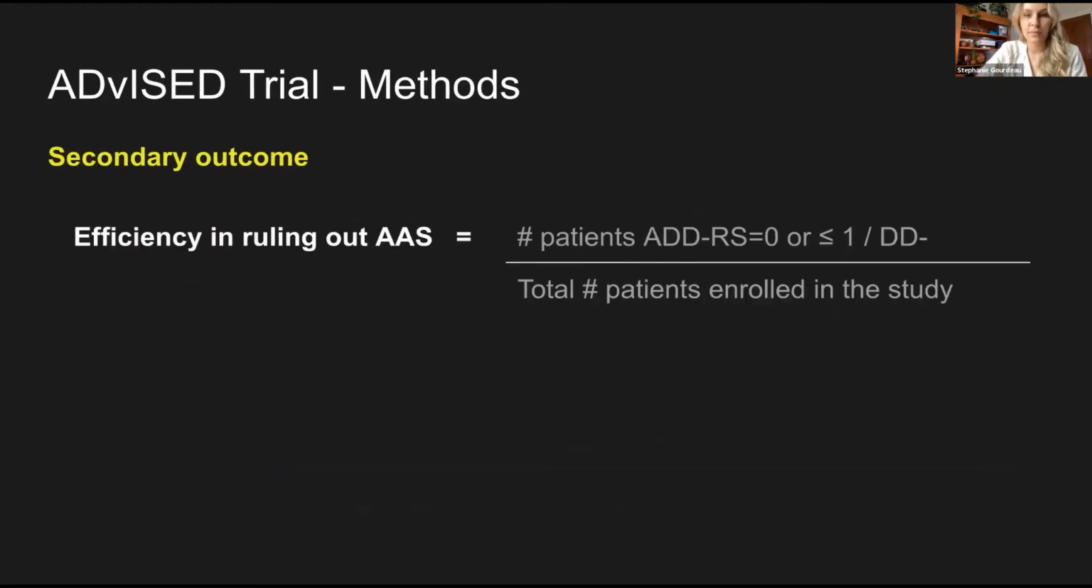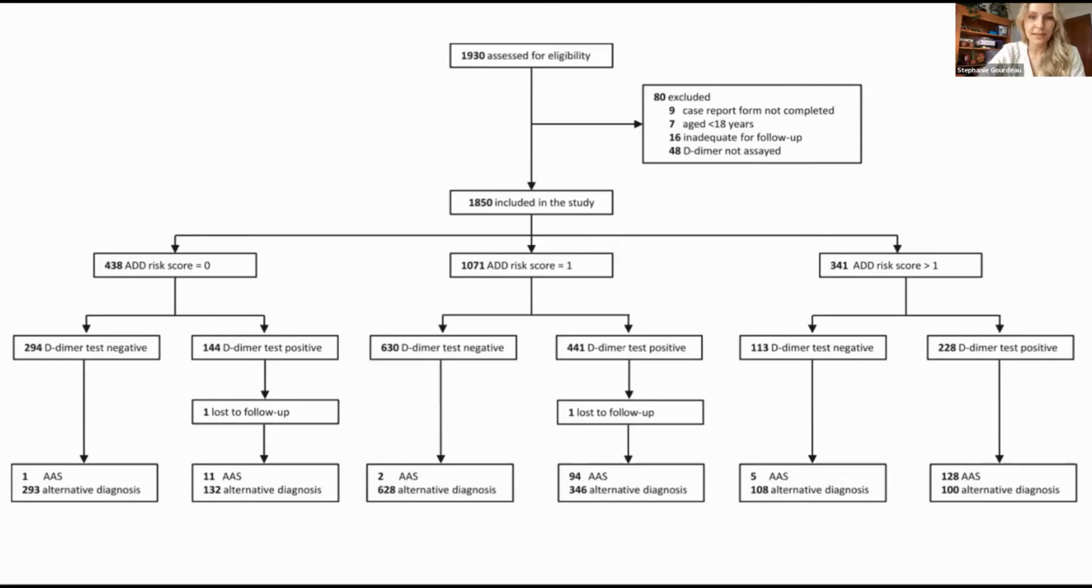The secondary outcome of this study was to evaluate the efficiency of these rule-out strategies. This was calculated by looking at the proportion of patients that would have been considered low risk using either rule-out strategy compared to all the patients that had been screened, because this basically demonstrates that patients that were judged to be low risk with the rule-out strategy would not go on to receive conclusive imaging, as no further follow-up would in theory be required. This is the study flowchart that I'll break down to review the results of the study.